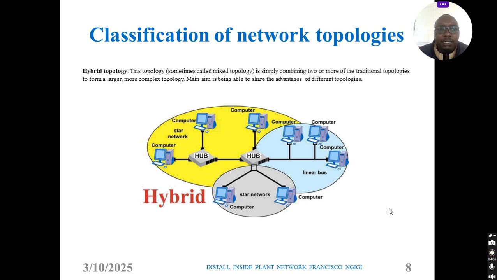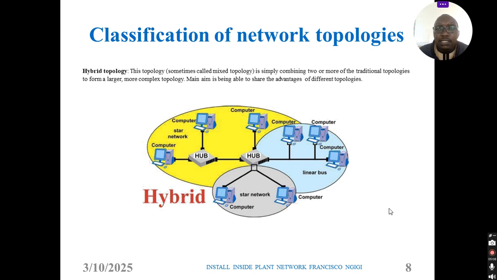We also have the hybrid, which is also called the mixed topology. It's simply combining 2 or more of the traditional topologies to form a larger, more complex topology. The main aim is to be able to share the advantages of different topologies. So it's good to note that the bus has its own advantages, star has its own advantages, the ring. So the hybrid is just an improvement or incorporation of all those topologies.